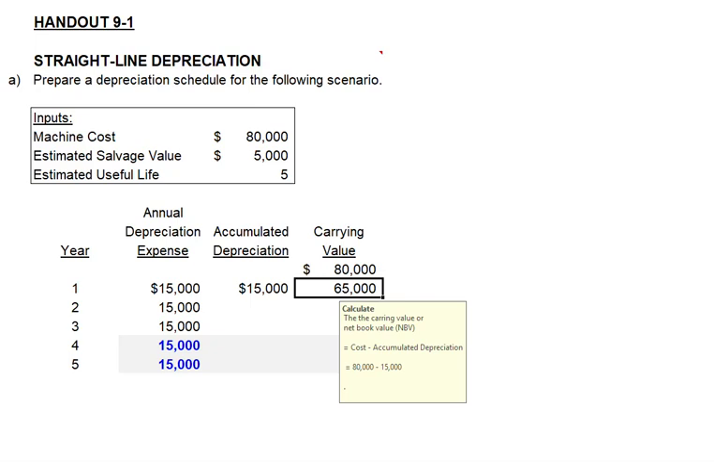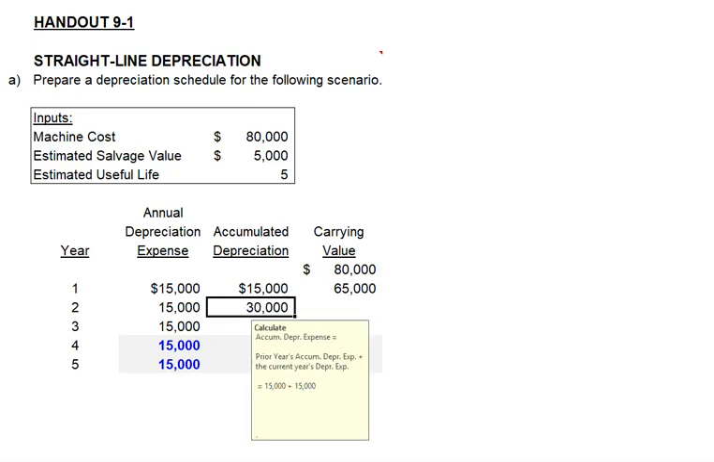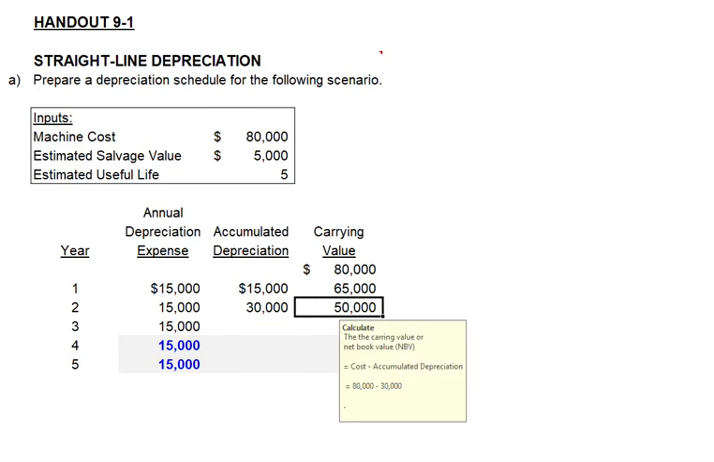In year 2, our accumulated depreciation goes up to $30,000. That's the 15 from the prior year, plus the current year's 15. Our net carrying value decreases by an additional $15,000. We now have an $80,000 initial cost minus $30,000 in accumulated depreciation.